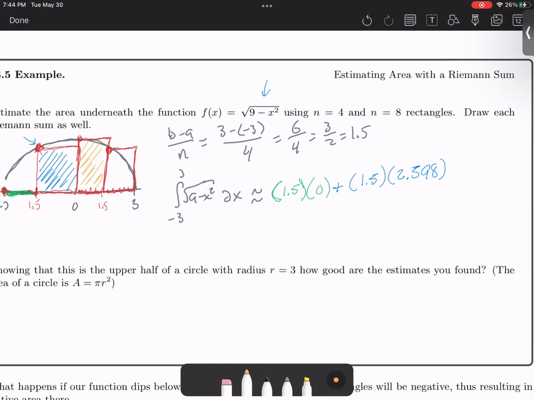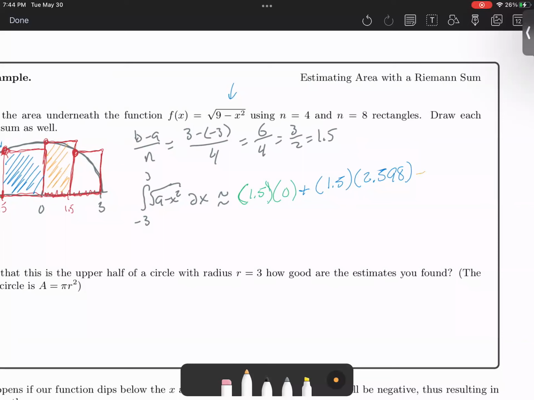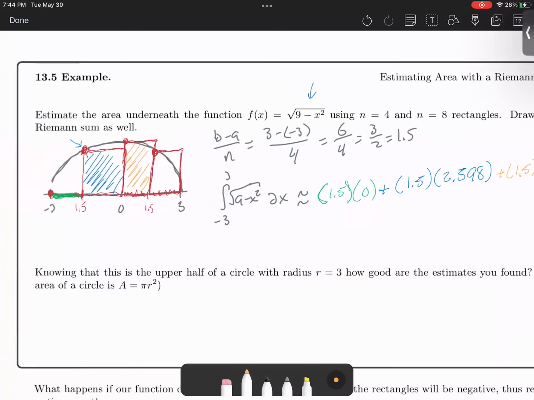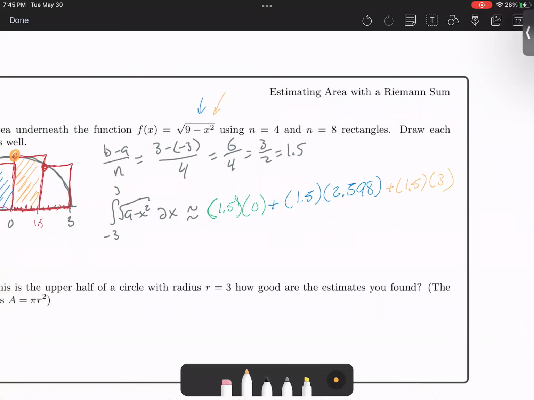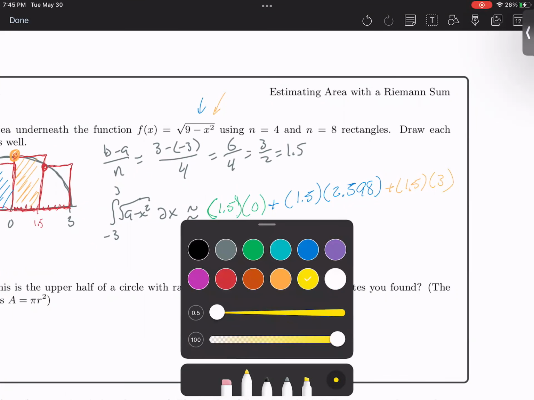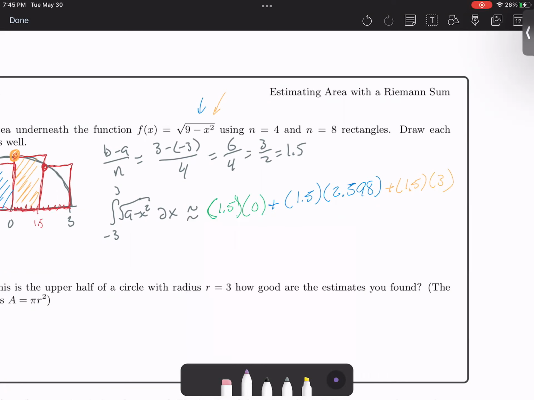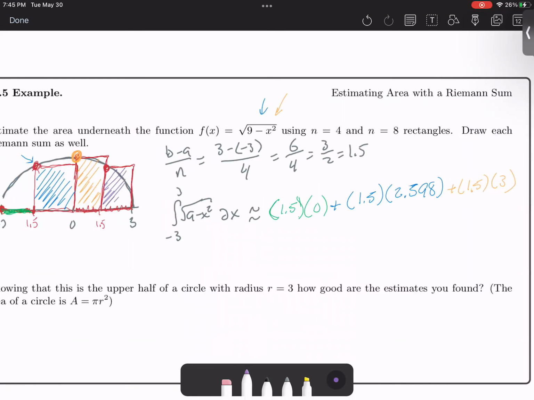This rectangle has an area of, its base is still 1.5. Its height is given to us by the function value at 0. If you plug in a 0 there, you get 0 squared is 0, 9 minus 0 is 9, square root of 9 is 3. And hopefully, let's use yellow. No, it's purple.